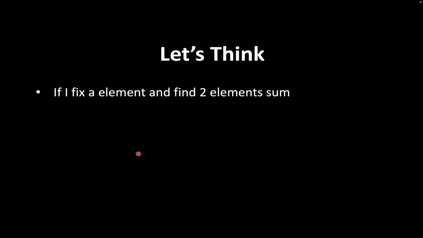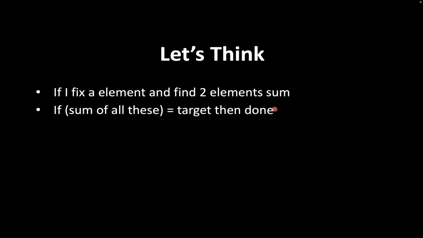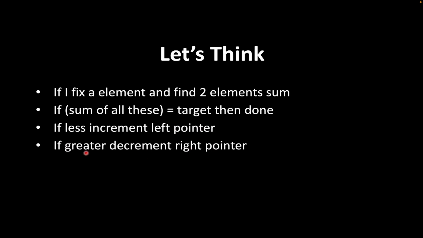If I fix an element and then I find two elements such that the sum of all these three elements equals the target sum, then I can easily apply that twosome here. So if the sum of all these is equal to target, then I am done. Otherwise, if the sum is less, then I can increment the left pointer like we do in the twosome. And if the sum is greater, then we just decrement the right pointer like we did in the twosome.